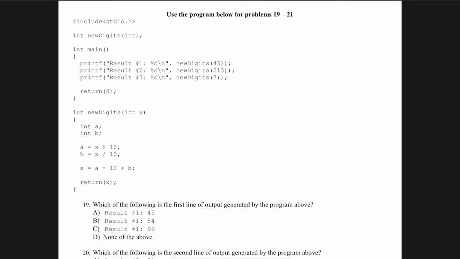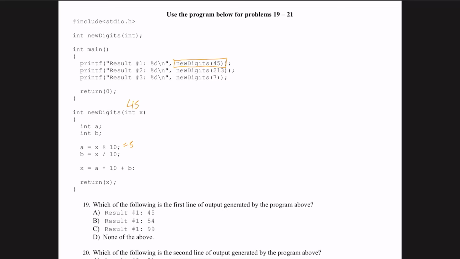Question 19, we're looking for result 1 after calling new digits with a parameter 45. So jumping down to our function, x is equal to 45. A is equal to x mod 10, or 45 mod 10. That means A is equal to 5. Remember that when we mod a number by 10, we're isolating the ones digit. So we take the last digit of the number, assign it to A.